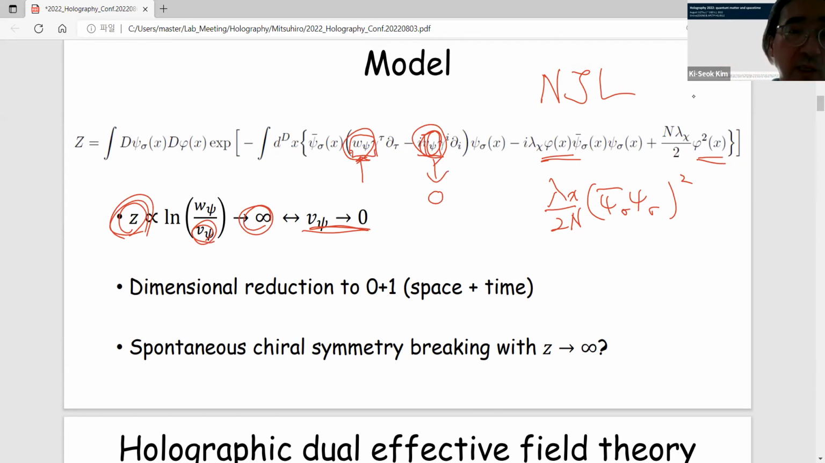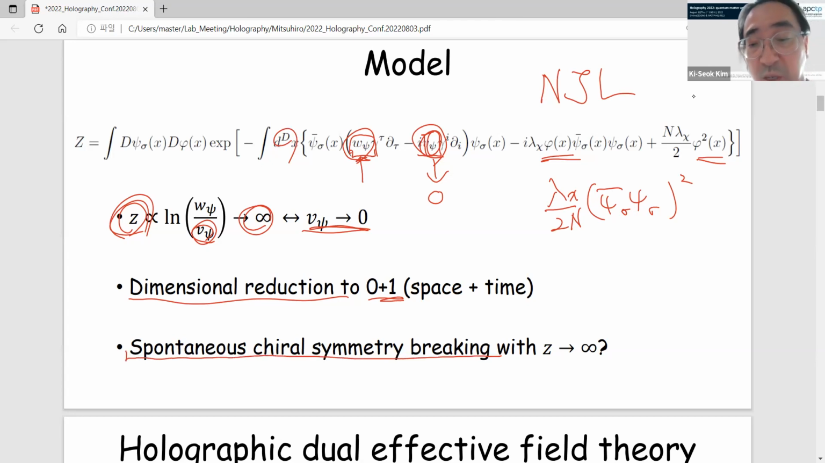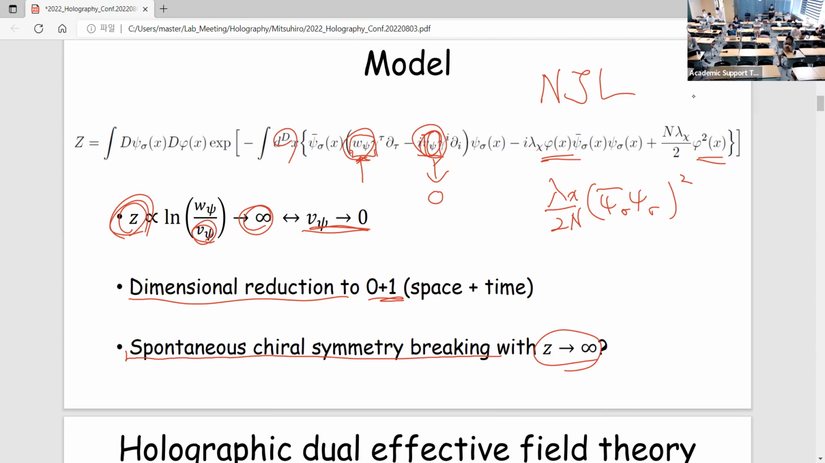So equivalently, the physics shows the dimensional reduction from D dimensions to 0+1 dimensions. And here I want to show spontaneous chiral symmetry breaking where the dynamical critical exponent diverges. Sorry, so what is big D? Big D is the space-time dimension.